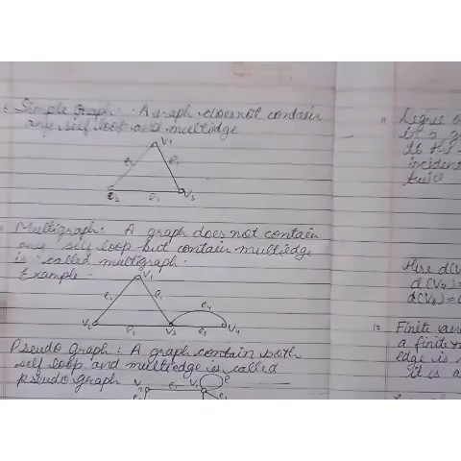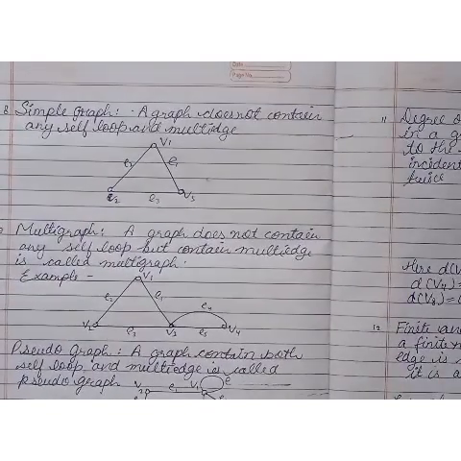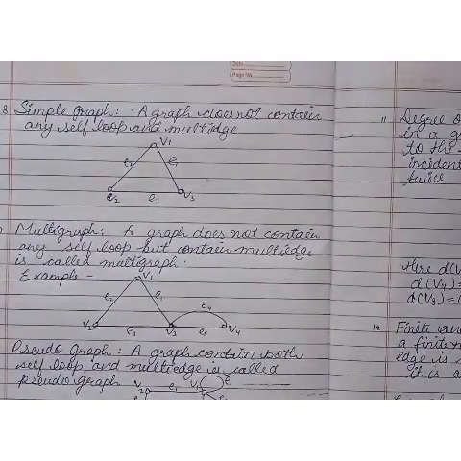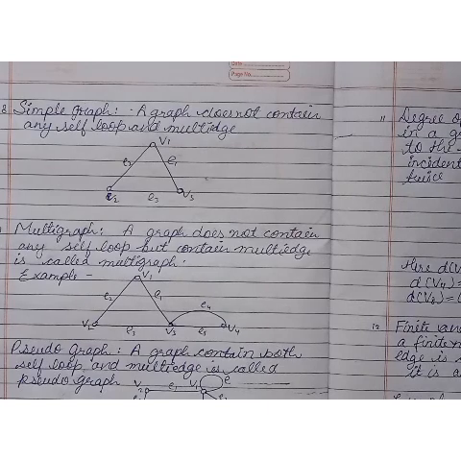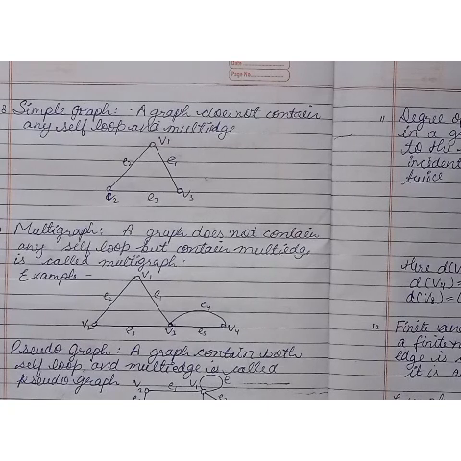Now see what is a simple graph. A graph that does not contain any self-loop and multi-edge. Means the graph that does not contain any self-loop or multiple edges is called a simple graph.